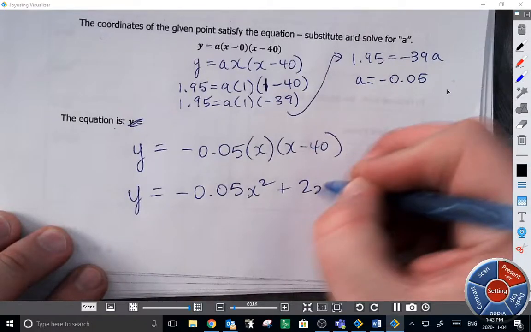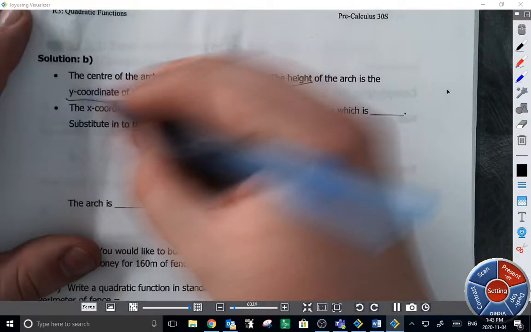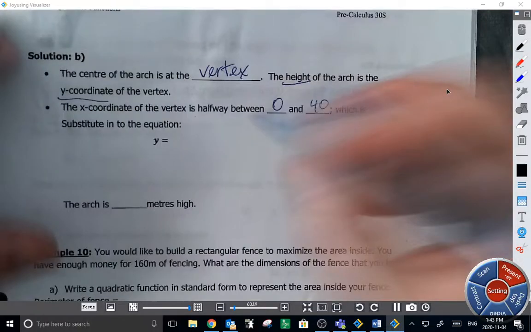And that is the equation that I messed up when I did it the first time. Let me finish this example off. The center of the arch is, of course, at the vertex, and so the height is the y-coordinate of the vertex. The x-coordinate is halfway between 0 and 40, which is 20. So substitute that into the equation, and it's easier to work with the standard form equation.